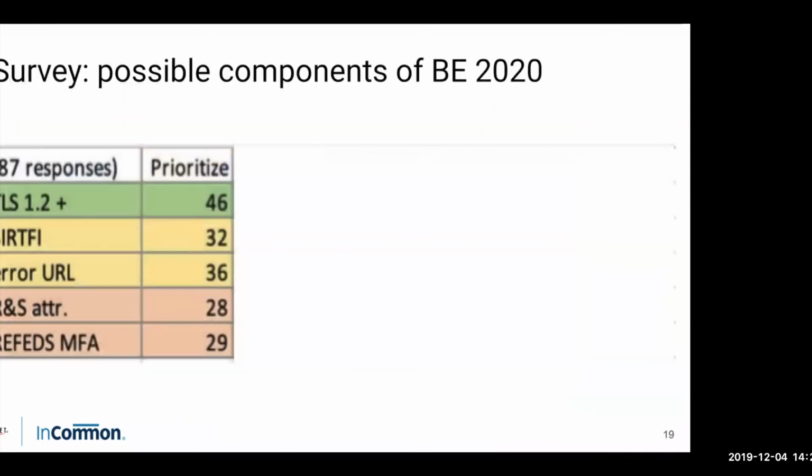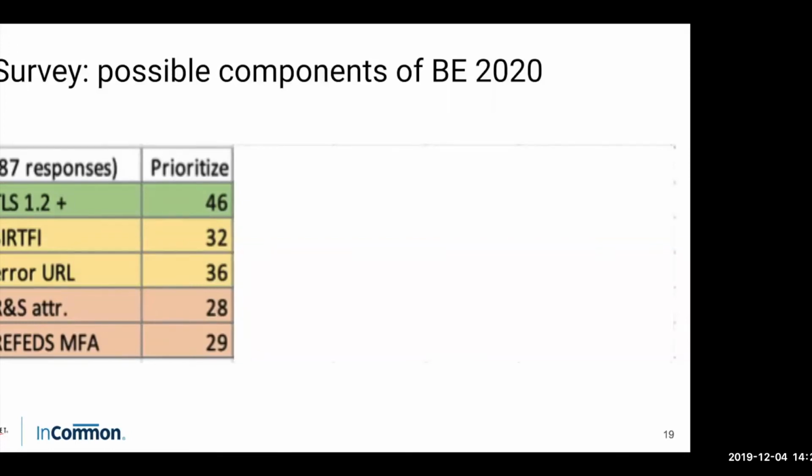So CTAB conducted a survey during the past year of what our organizations and people outside of InCommon were able to participate in, of these different components. Should they be prioritized to be part of baseline expectations in 2020? There were 87 responses, and there were a number of questions, and I'll say a little bit about that in a minute. But the first one was, simply, should this be a priority for the InCommon Federation to require all participants to do TLS hardening, listed as TLS 1.2 here, Sirtfi, the error URL, the Research and Scholarship attribute bundle, and the REFEDS MFA authentication context.